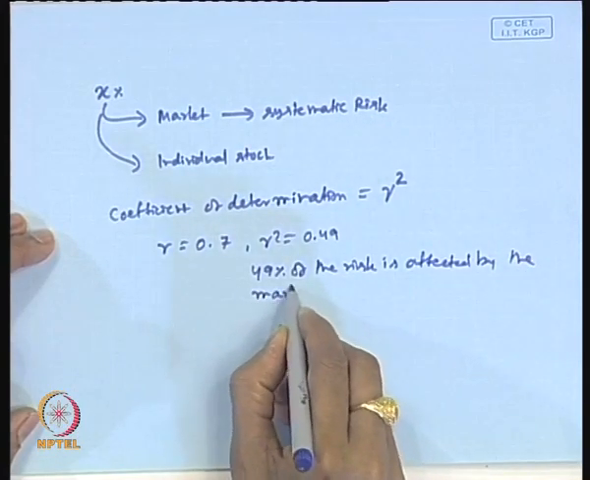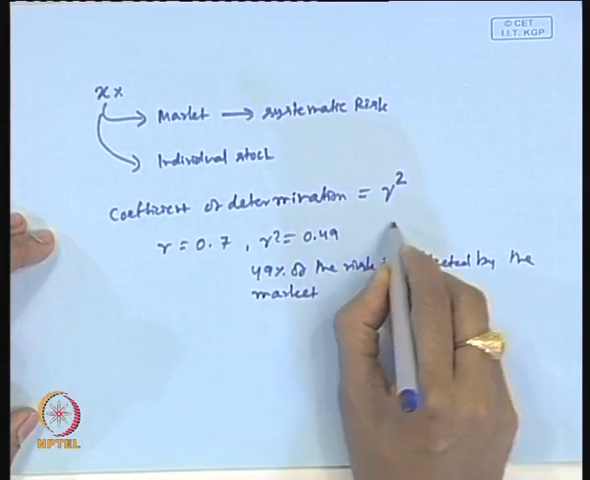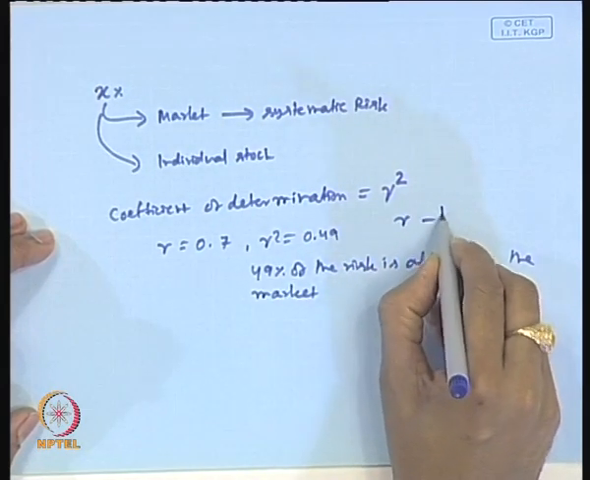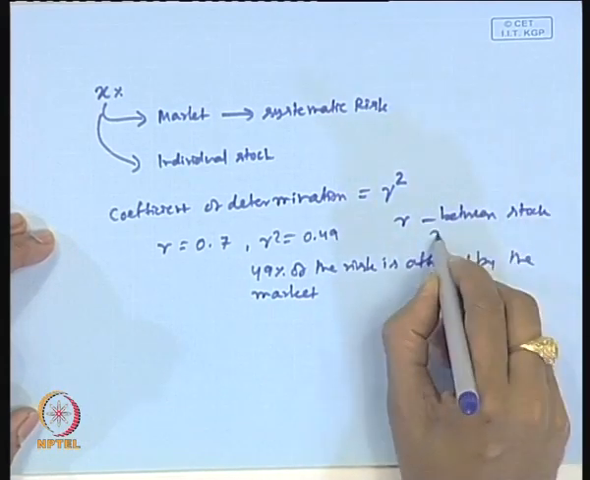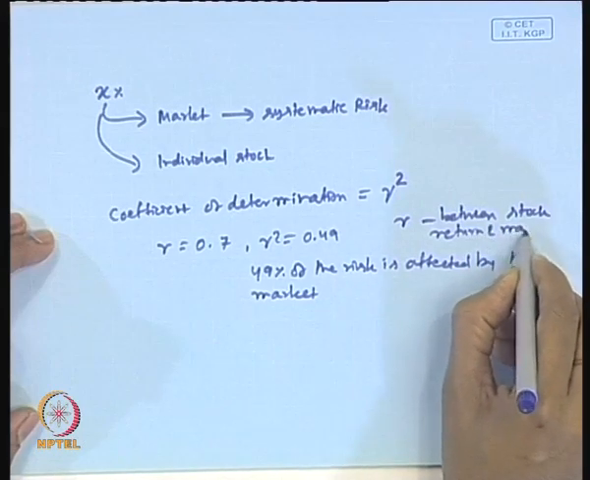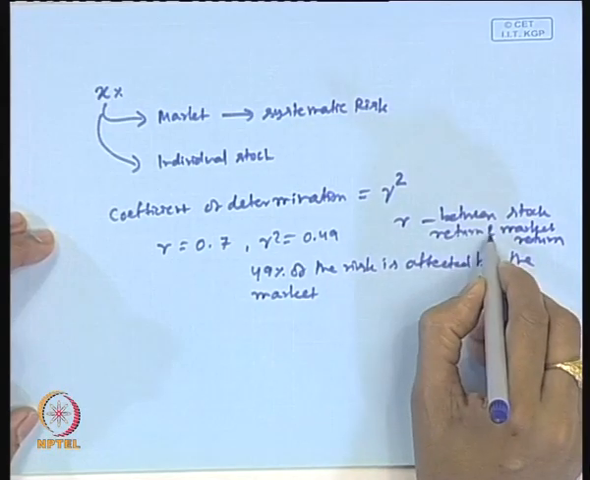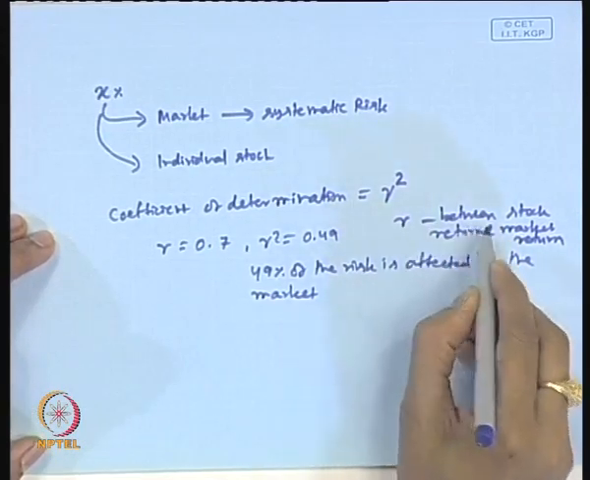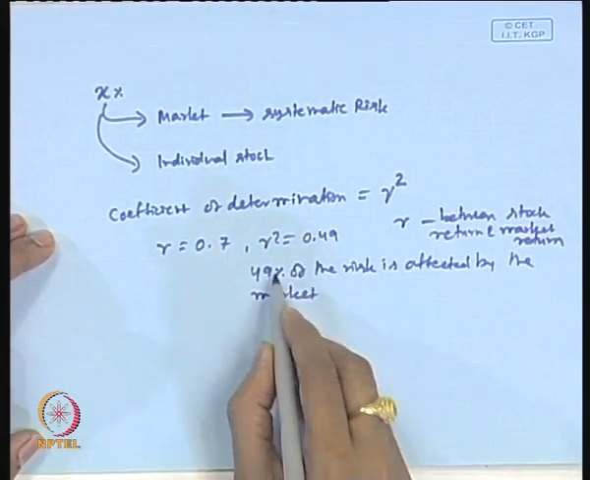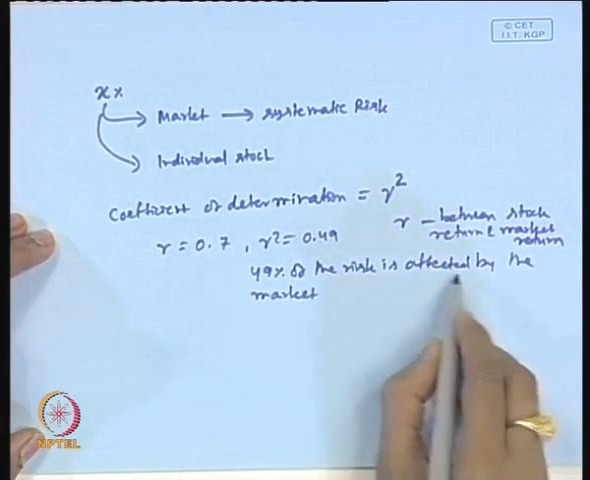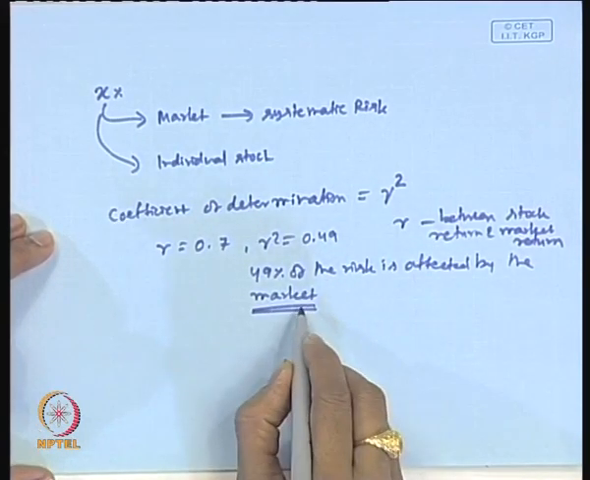When you say correlation, the R is the correlation coefficient between the stock return and the market return, where the market return is independent and the stock return is dependent. So, the market return is going to affect the stock return. So, 49% of the risk involved in the stock is affected by the market, which is actually the independent variable.